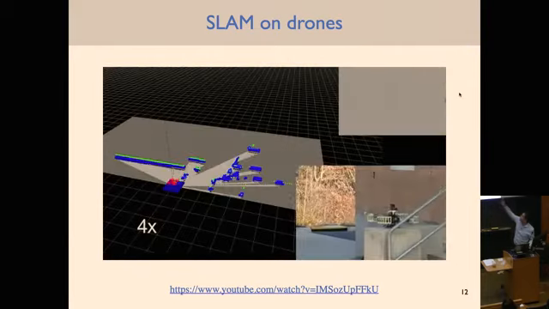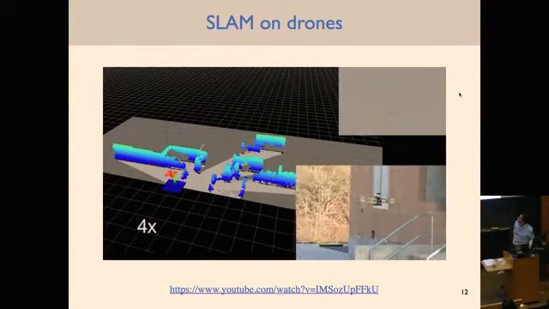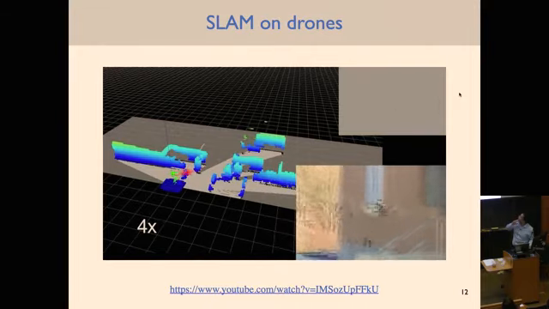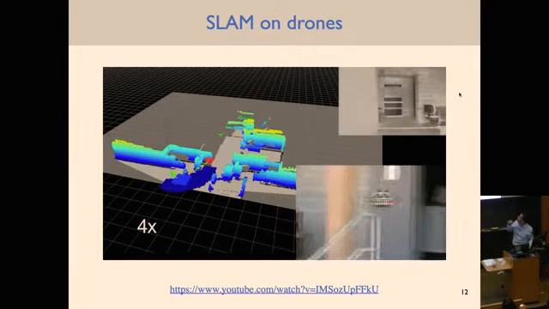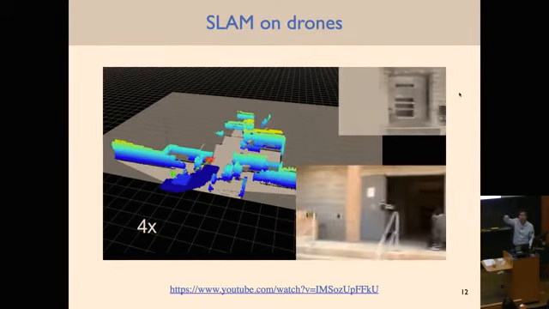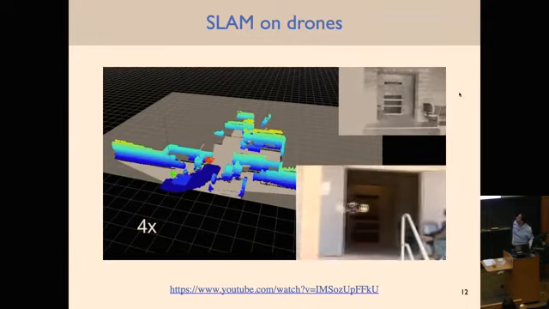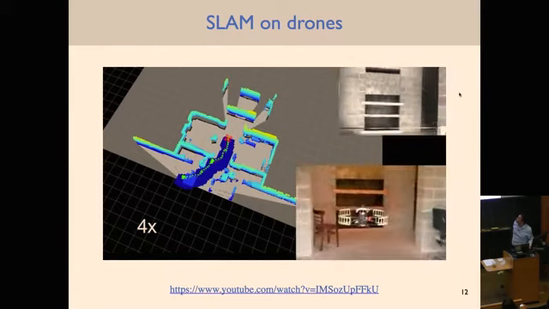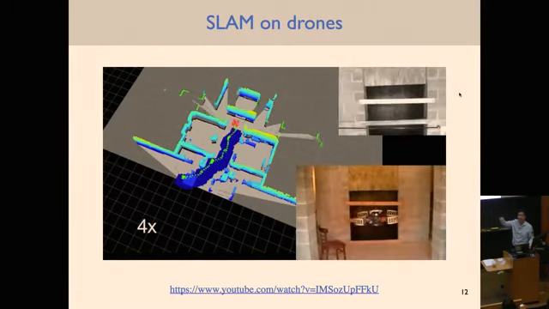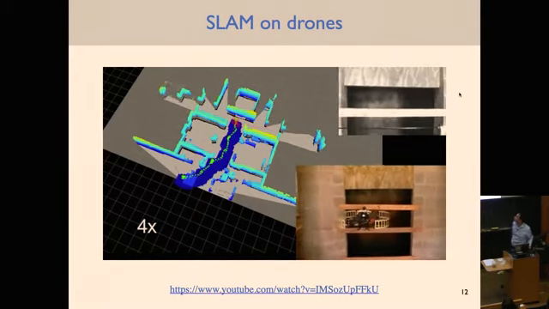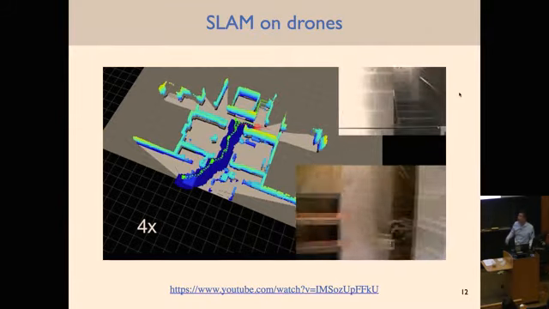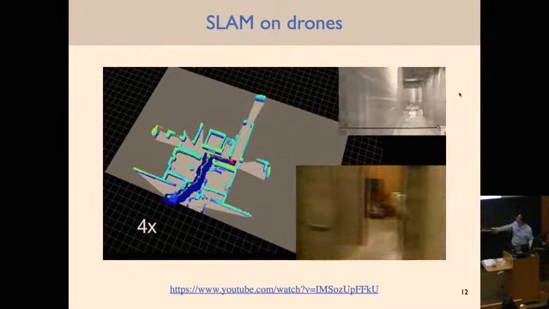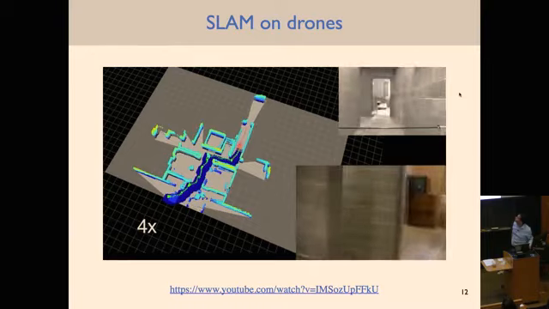As it's exploring this environment, I believe it's actually operating autonomously. So it's doing some path planning to explore previously unexplored regions of the space, and as it's doing this exploration, it's building up a map of the environment, and it's localizing itself within that map, and that's what's being shown on the left.